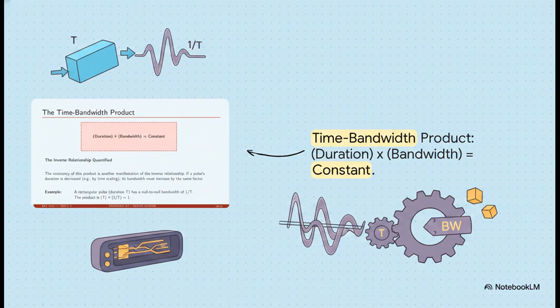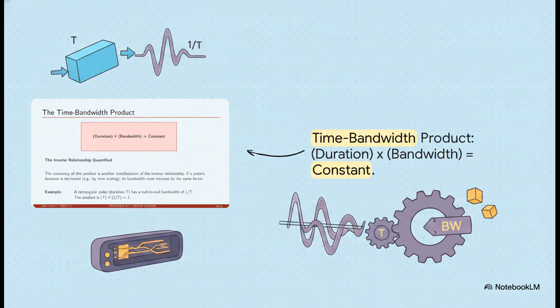Let's look at another classic textbook example. Let's say a rectangular pulse has the duration T of exactly 1 millisecond. Well, its null-to-null bandwidth is 1 over T, which gives us 1 kilohertz. If you take that pulse and compress it down to half a millisecond, mathematically the bandwidth has to double to 2 kilohertz. There's just no way around it.